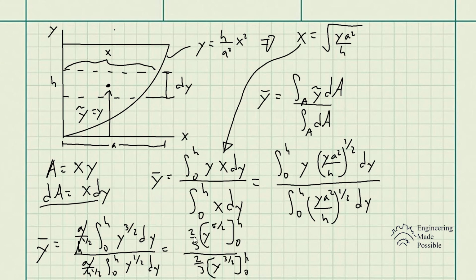So we get 2/5 times y to the 5/2 from 0 to h, and we have 2/3 times y to the 3/2 from 0 to h. So let's solve. And we finally have 3/5 h, and so this is our y bar. So now we have the x bar and the y bar, so now we're able to actually locate where the centroid of this area is. And this is how you solve for the centroids of areas.